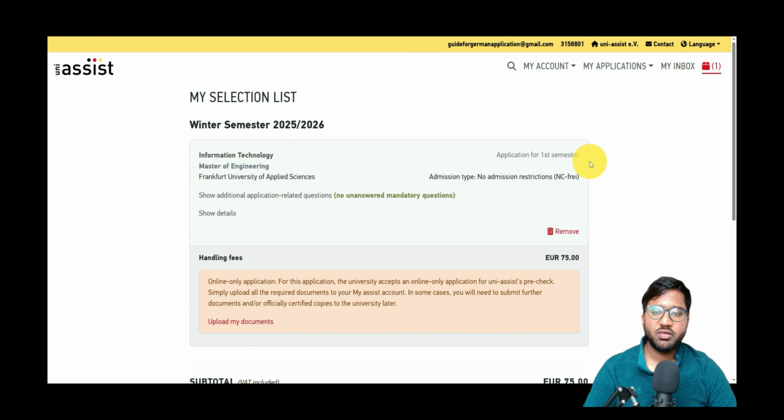After clicking on save, you need to see that no unanswered mandatory questions is green. If it is still red, then please check out our video, go back and check what details you have missed, and please make sure this is green. Then only are you allowed to submit the application.